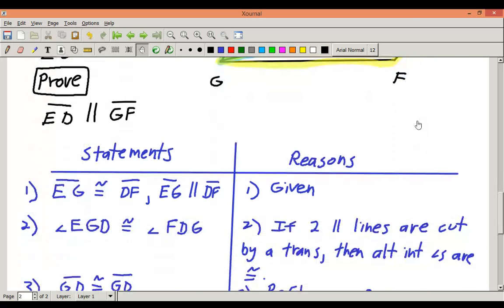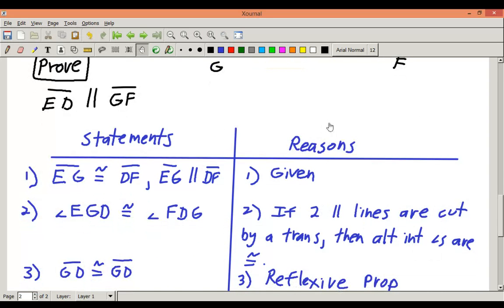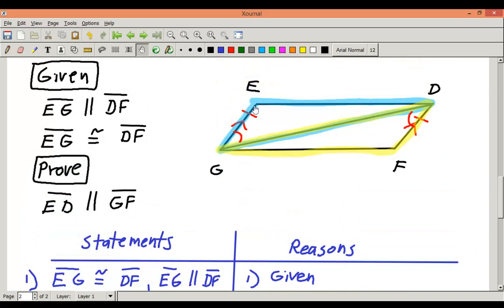Why? Because if two parallel lines are cut by a transversal, then alternate interior angles are congruent. If you look at this diagram, you see the left and right sides are parallel, and then GD would be a transversal. And these two angles that I got marked off here, those are alternate interior angles. And so if these two parallel lines are cut by that transversal, then alternate interior angles are congruent. That's what we have here.